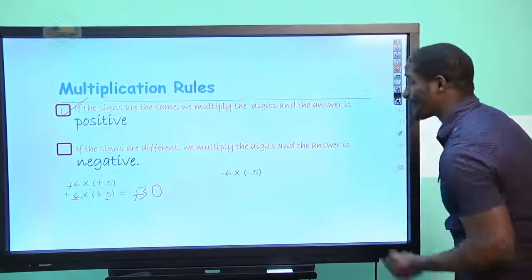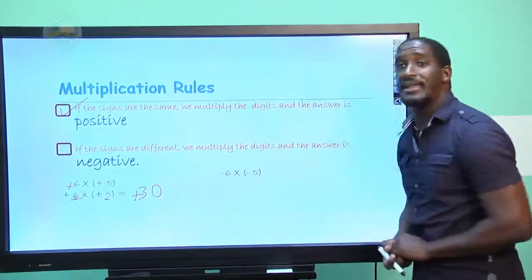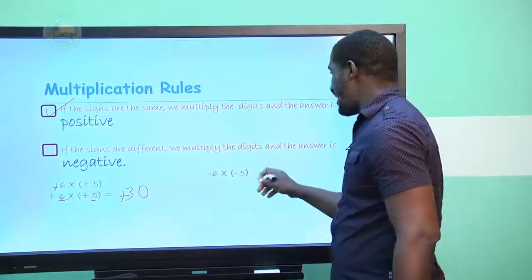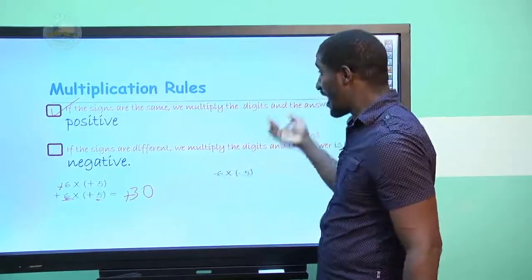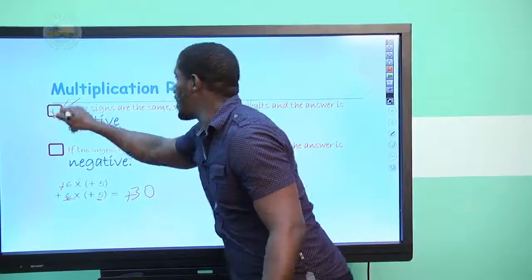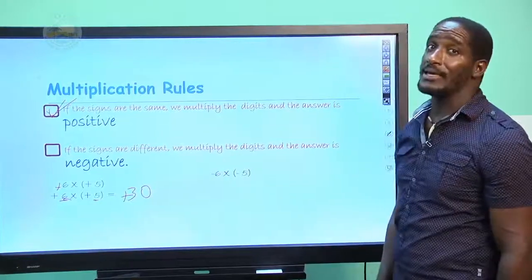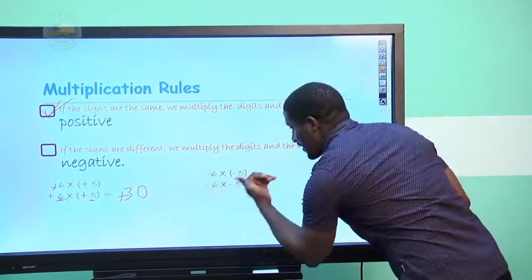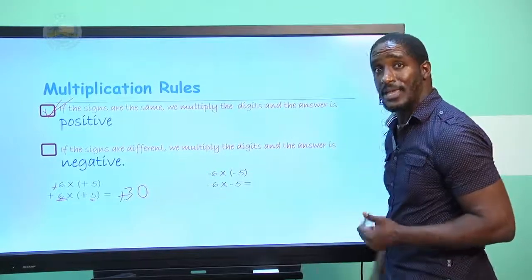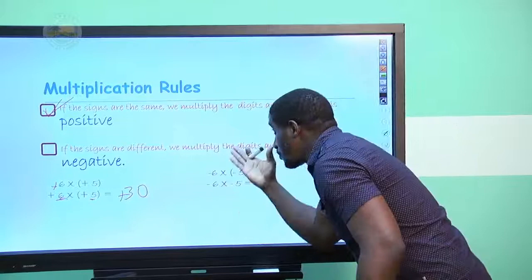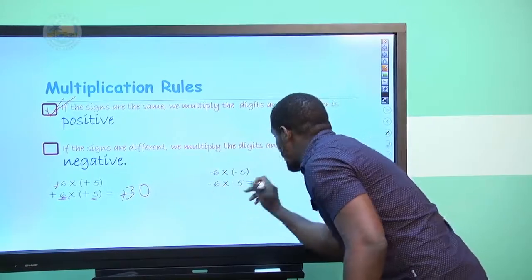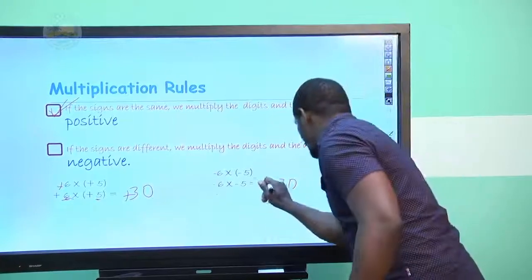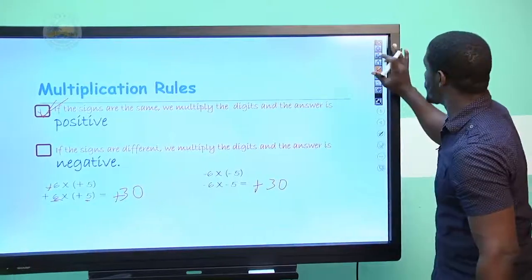Look at this case here. Negative 6 multiplied by negative 5. Again, signs are the same. If the signs are the same, which rule do we utilize? If the signs are the same, we multiply and the answer is positive. So here, this is actually negative 6 multiplied by negative 5. Signs are the same. What do we do? Multiply. 6 times 5 is 30. And the answer is going to be positive. Positive 30. We're going down the road here.